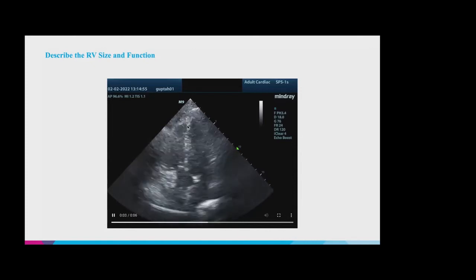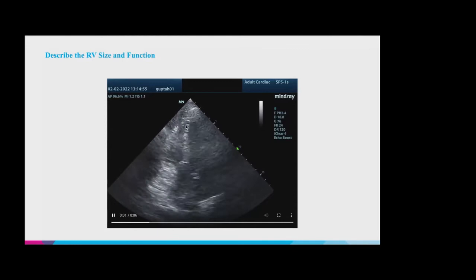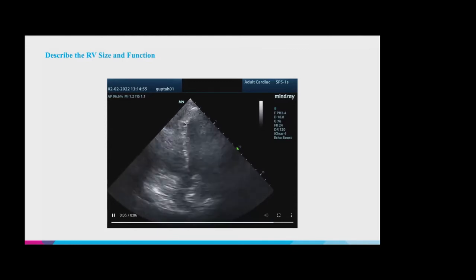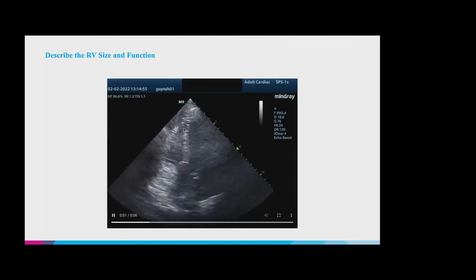And then I do want to just point out the RV apex. There is a little bit of increased movement, to me, of the RV apex moving in and out. So this is potentially someone with McConnell sign as well. So this would be concerning for at least mild to moderate RV enlargement with signs of RV strain.